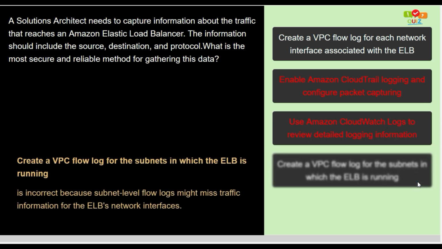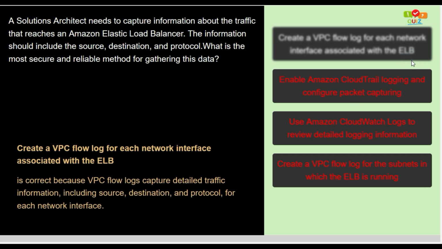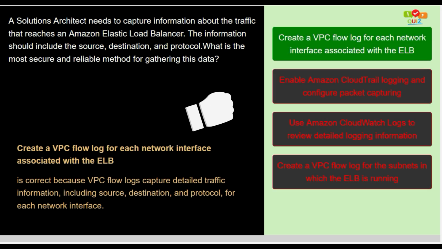Option 4, create a VPC flow log for the subnets in which the ELB is running. This option is incorrect because subnet level flow logs might miss traffic information for the ELB's network interfaces. So option 4 is also the wrong answer. Option 1, create a VPC flow log for each network interface associated with the ELB. This option is correct because VPC flow logs capture detailed traffic information including source, destination, and protocol for each network interface. So at the end your option 1 is the correct answer. Got it? Okay, let us move to the next question.